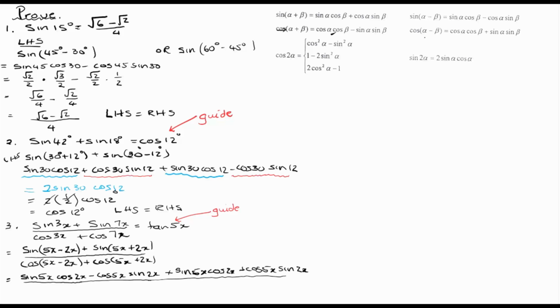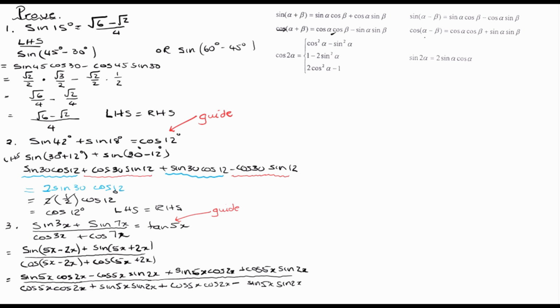To do the denominator, we've got to do each one again. So it's cos 5x cos 2x, change to a plus sine 5x sine 2x, plus another cos 5x cos 2x minus sine 5x sine 2x. Okay.